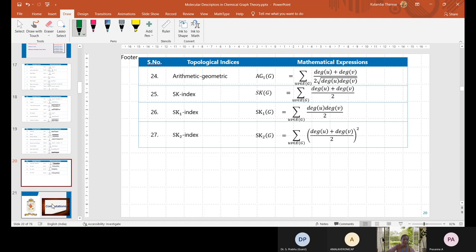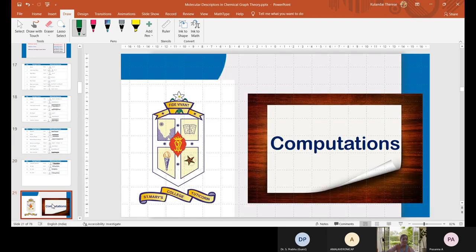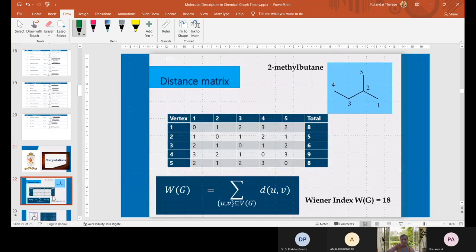There are based, then we'll move to the computations part. What is the computations part? This is the 2-methyl butane. In the 2-methyl butane, this is the distance matrix. You calculate 1 to 1, there is no distance. 1 to 2, the distance is 1. And 1 to 3, the distance is nothing but 1 to 2, one distance and another distance. Therefore, we'll have 2. Likewise, 1 to 4, the distance is 3.